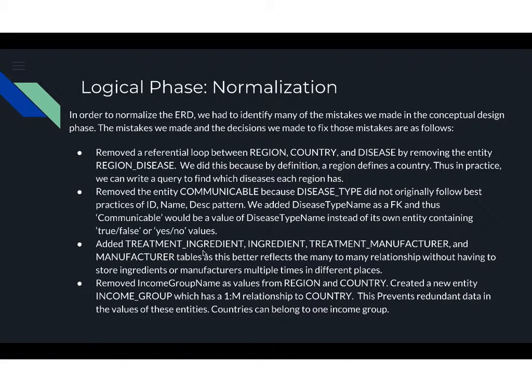We added treatment ingredient, treatment manufacturer, and manufacturer tables, as this better reflected the many to many relationships without having to store ingredients or manufacturers multiple times in different places. We also removed the income group name as values from region and country. We created a new entity, income group, which has a one-to-many relationship to country. This prevented redundant data in the values of this entity, and countries could belong to one income group.